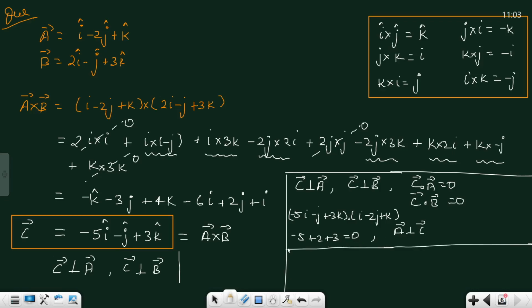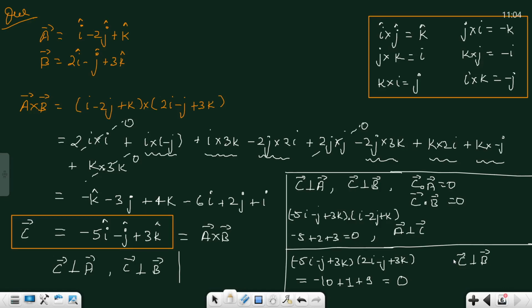Again, if you check for C dot B, C is minus 5i minus j plus 3k, and B vector is 2i minus j plus 3k. So it is minus 10 plus 1 plus 9. How much does it come to? Is it 0? So that means C vector is perpendicular to B vector. Clear?